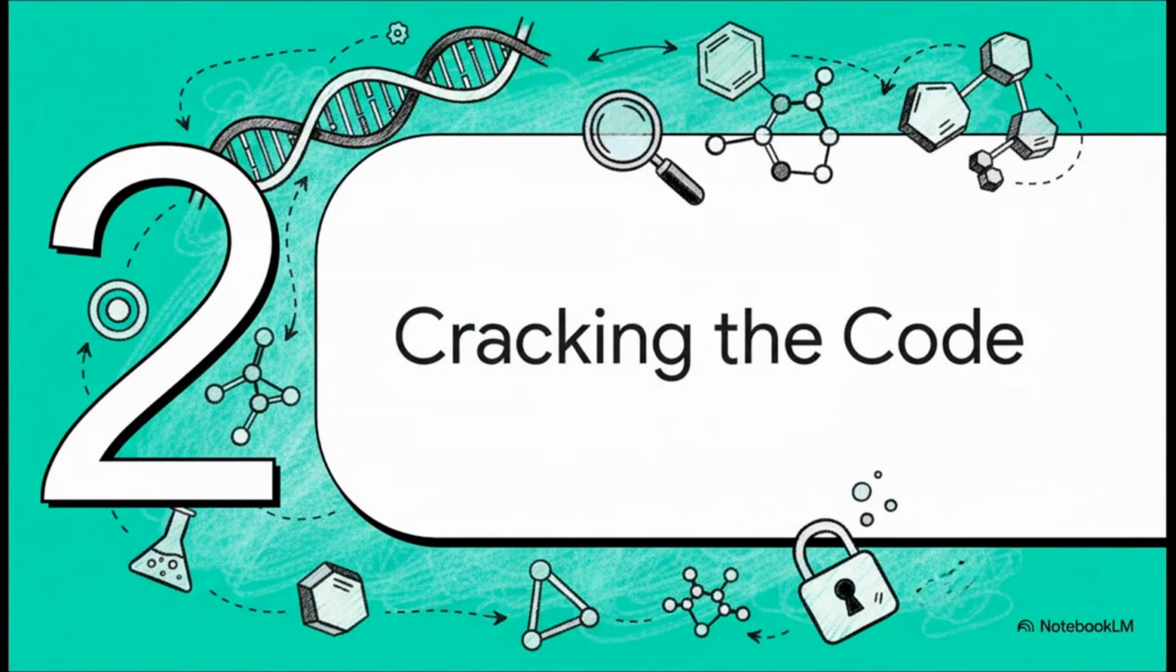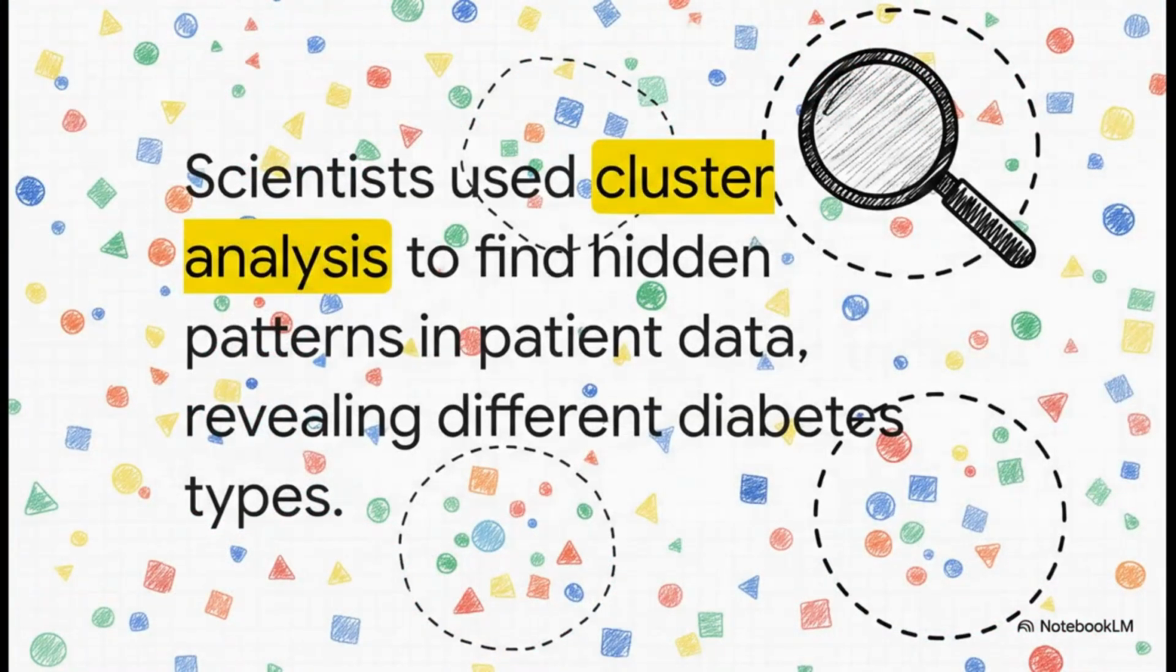So, you're probably wondering, how did scientists finally figure this out? Well, that takes us to our next section, cracking the code. And what's so cool about this is it wasn't about some miracle cure. It was about looking at the problem in a whole new way. The big breakthrough wasn't a new pill or a new injection, it was a new approach. Researchers took all this existing patient data, tons of it, and used some seriously powerful computer analysis to hunt for hidden patterns, or clusters, that we'd just been missing all along.